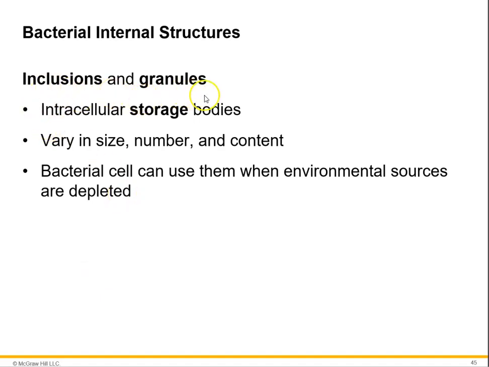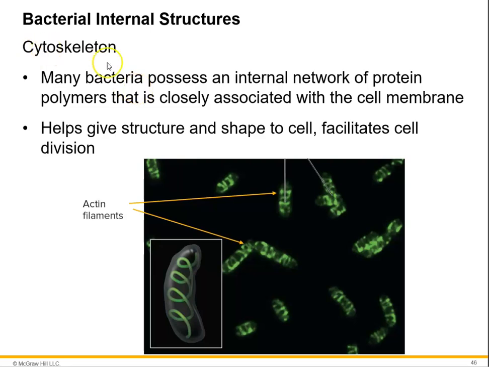Next, we have inclusions and granules. These are intracellular storage bodies. They're going to vary in size, in number, and in what they contain. And the bacterial cell is basically going to use them when its environmental sources are depleted. So again, these are just terms for storage bodies. Okay, the cytoskeleton. This is going to be an internal network of basically protein strands that are connected to the cell membrane. And they're going to give structure and shape to the cell, and they're also going to help facilitate cell division.